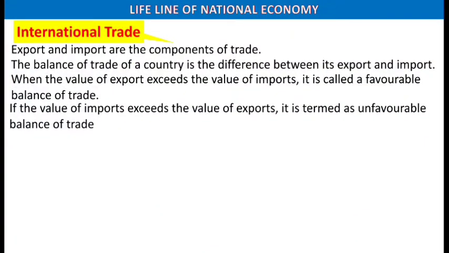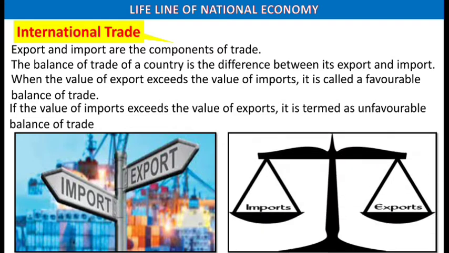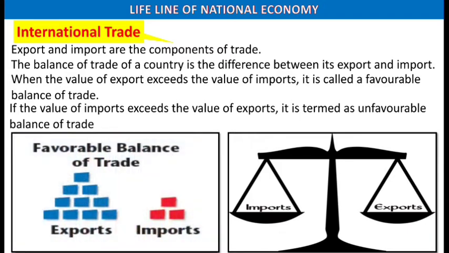Exports and imports are the components of trade. The balance of trade of a country is the difference between its export and import. When the value of export exceeds the value of import, it is called a favorable balance of trade. Favorable balance of trade means export value is more than import value. For example, in our country, export value is 10 lakhs and import value is 5 lakhs. Then the balance of trade is favorable.